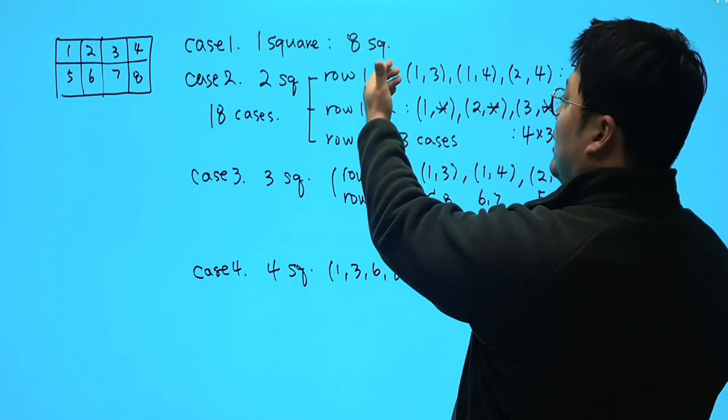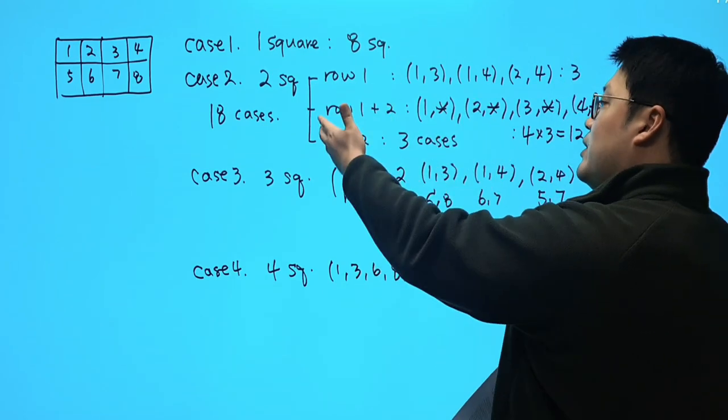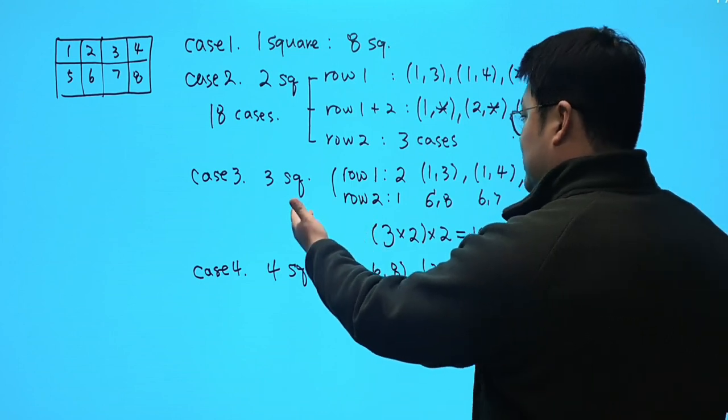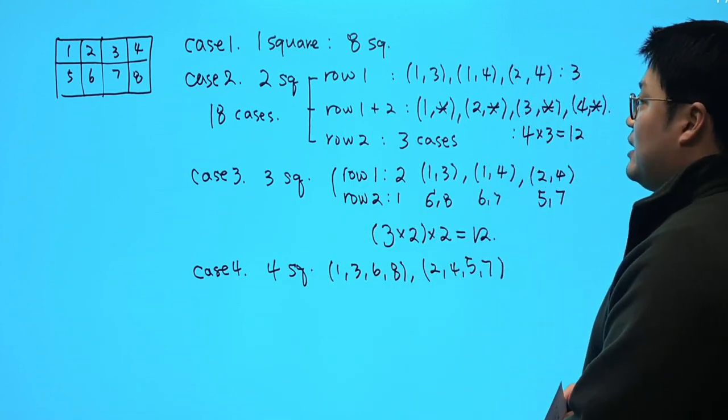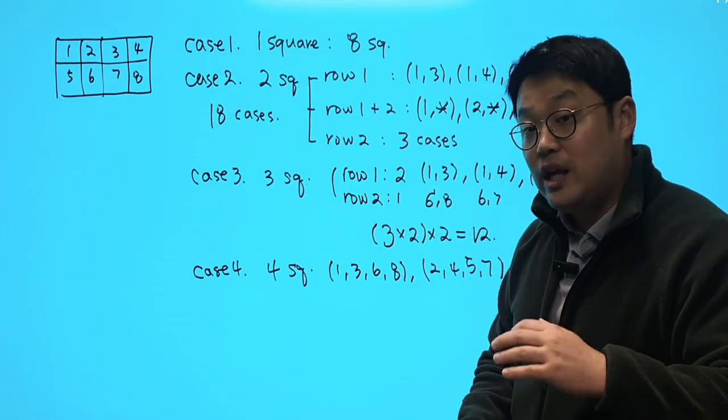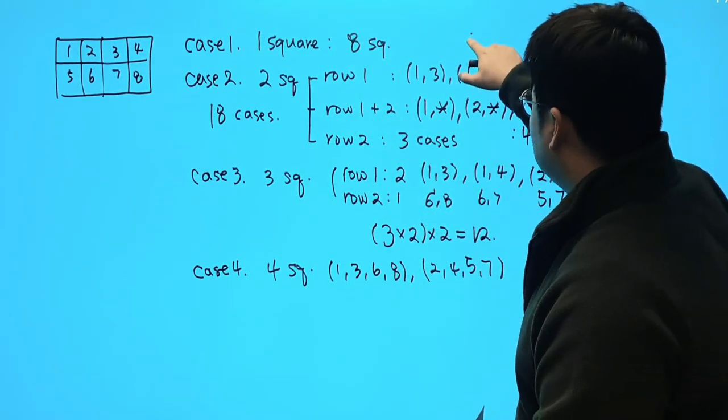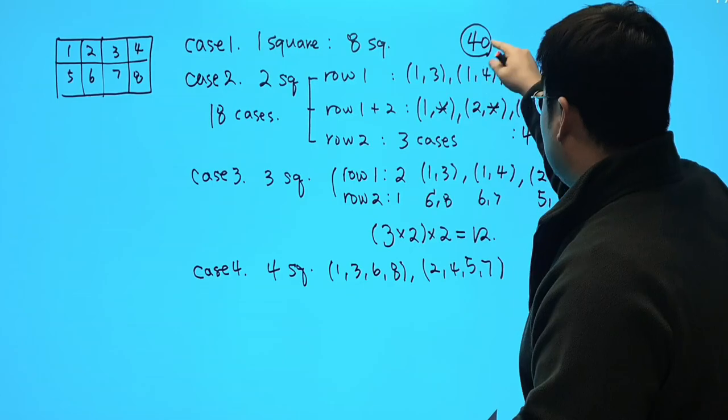So case number 1, we get 8 cases. Case number 2, we get 18 cases. Case number 3 results in 12 cases. And we get 2 cases for case 4. So if I add all of these together, we get 40 cases to cover, and that shall be the answer.